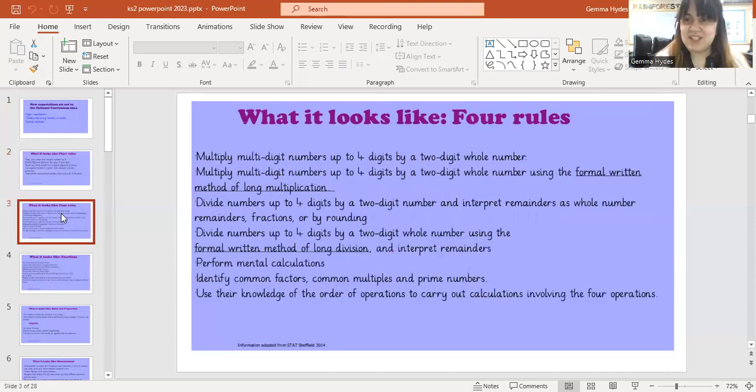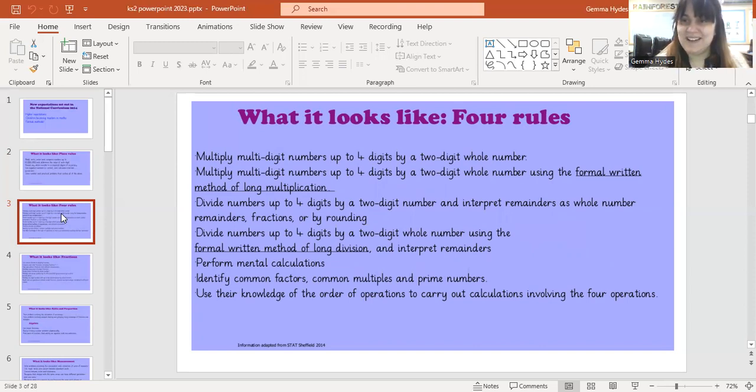For the 4 rules, addition, subtraction, multiplication and division, the children should be able to add and subtract numbers up to 4 digits. They should be able to multiply a 4-digit number using the short multiplication method, but also the long multiplication method as well. And they should be able to divide a 4-digit number with remainders using what we used to use, the bus stop method. And that is the short method and the long method as well.